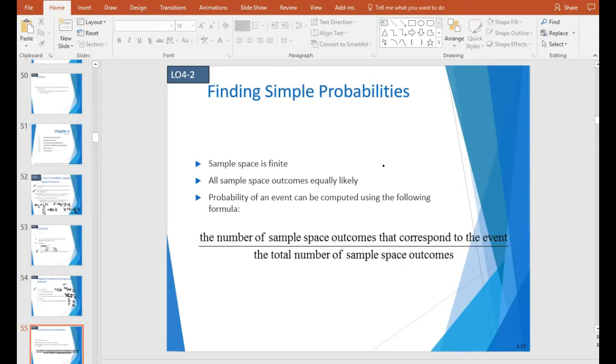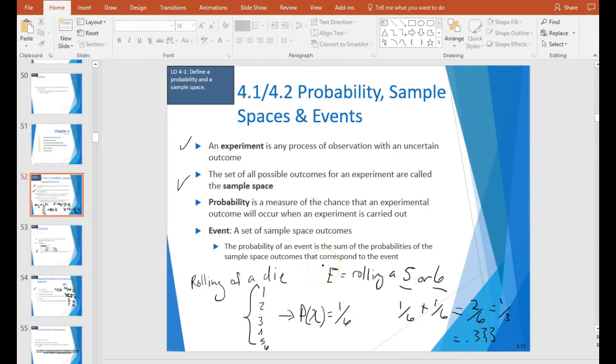Finding simple probabilities. We got into this a little bit in the last slide. Sample space is finite. All sample space outcomes are equally likely. The probability of an event can be computed using the following formula, and that's just the number of sample space outcomes that correspond to an event divided by the total number of sample space outcomes. I guess we got into that on a prior slide, on this slide.